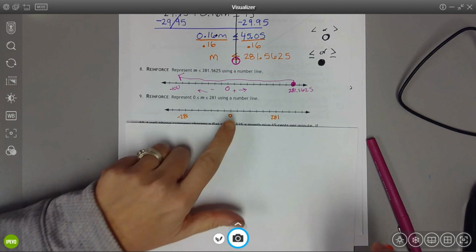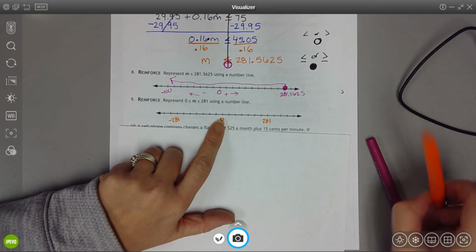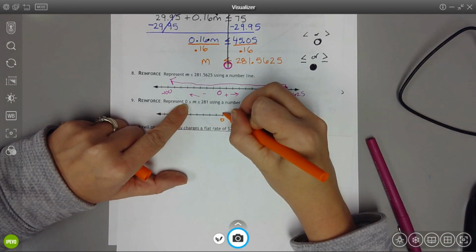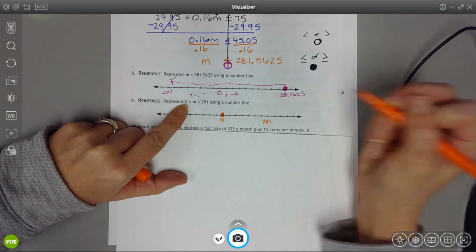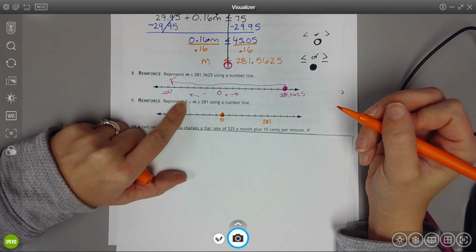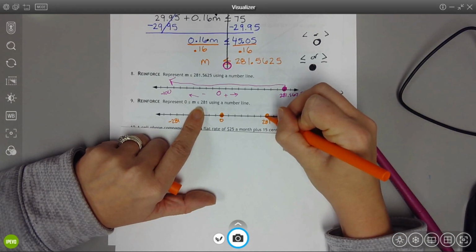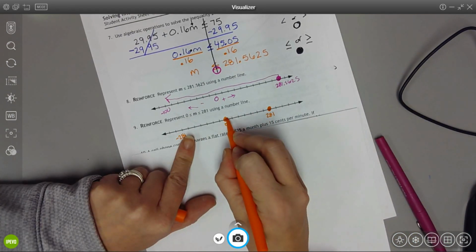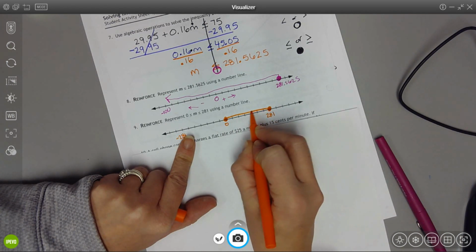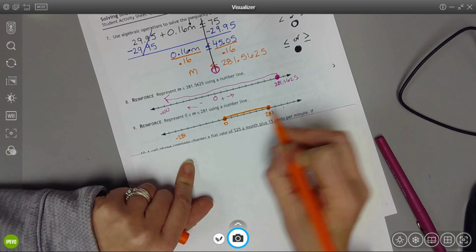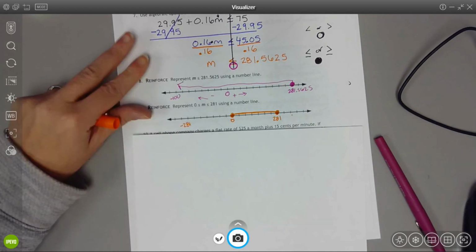Okay, now they're telling us two different things. They're saying we can spend $0. So I'm going to put a solid circle there. They're also saying we can spend $281. So I'm going to put a solid circle there. And they're saying that my numbers have to go in between. I cannot spend more than it. I cannot spend less than that.